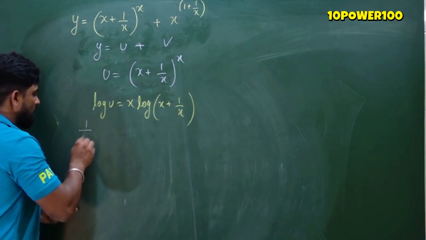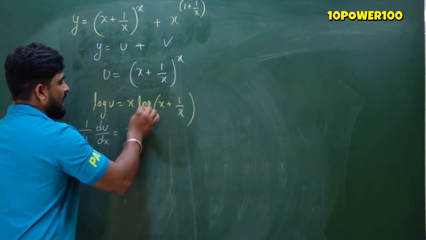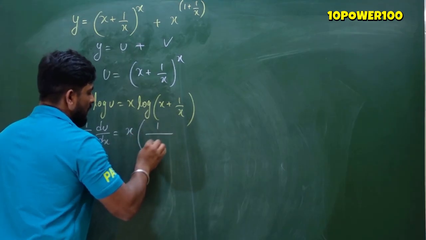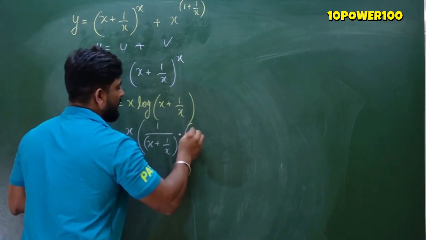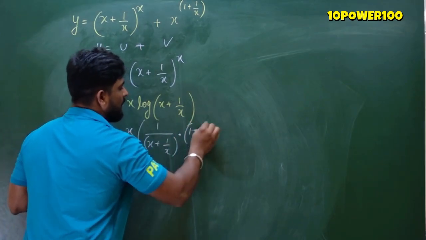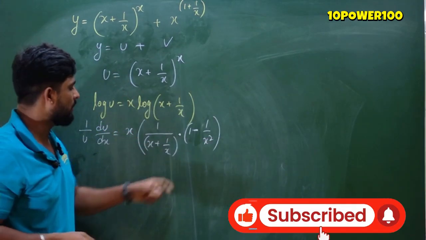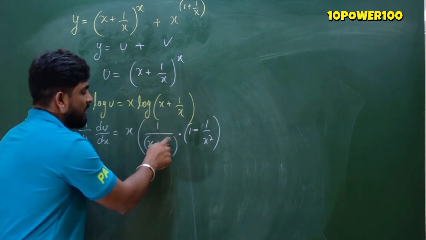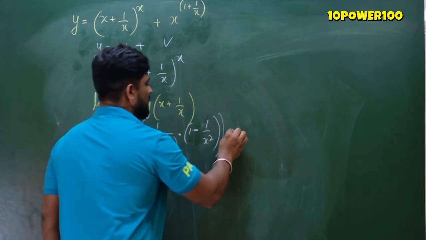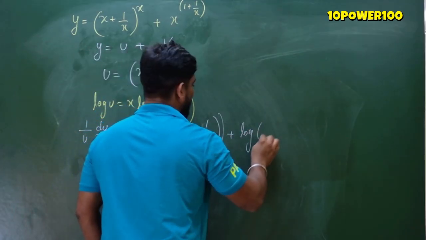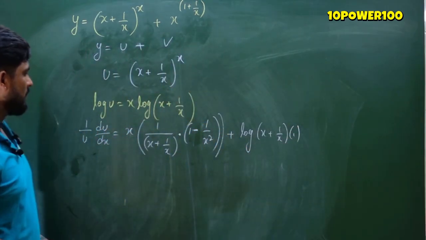So now let's differentiate. 1 by u into du by dx is equal to x, I'll keep it as it is, this differentiation. So it is 1 by (x plus 1 by x) into the differentiation of x plus 1 by x, which is 1 minus 1 by x square. It may be a little confusing for you, so please understand. This is x differentiation: 1 plus 1 by x differentiation, which is minus 1 by x square. So that is one thing you have to keep in mind. Plus now log of (x plus 1 by x), I'll keep it as it is, and x differentiation is 1.